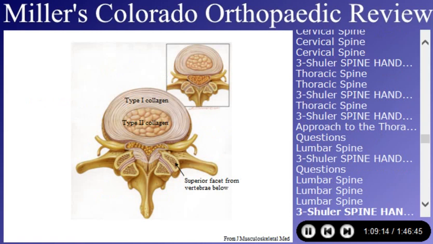Testable item is shown here on the diagram itself. This is an example of spinal stenosis. It's actually a beautiful diagram. Do not forget the relationship. Superior facet from vertebra below is located in this position. Okay?